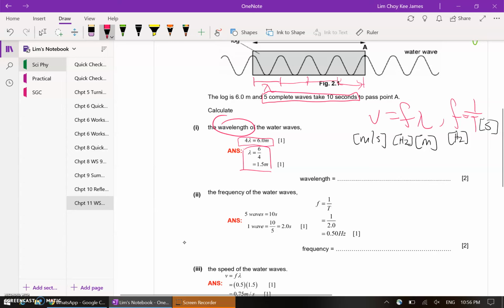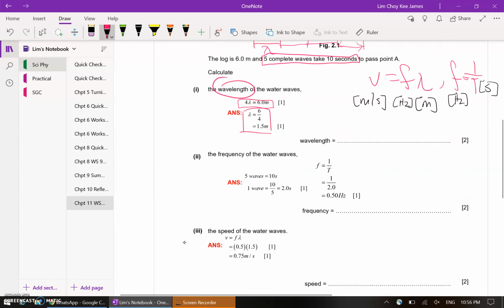Okay, know the formula, but the important thing is actually to appreciate the question and to see what the question is asking you to do. Then after that, we have frequency of the waves. Here I'd like to highlight a common confusion by students.